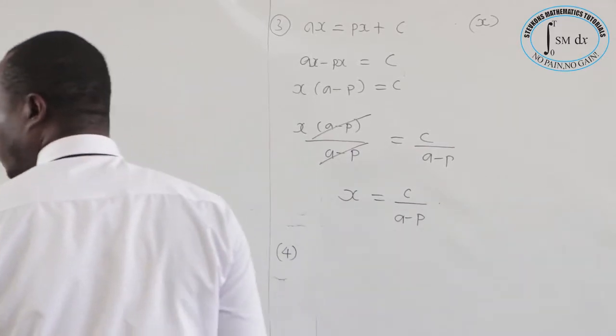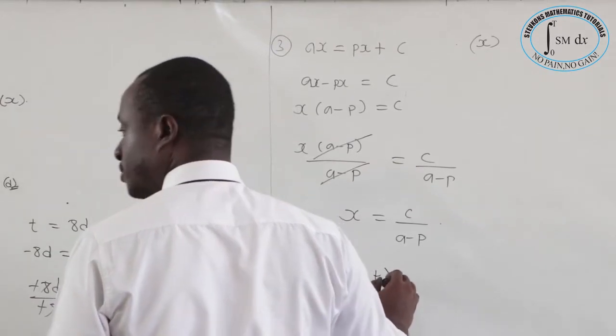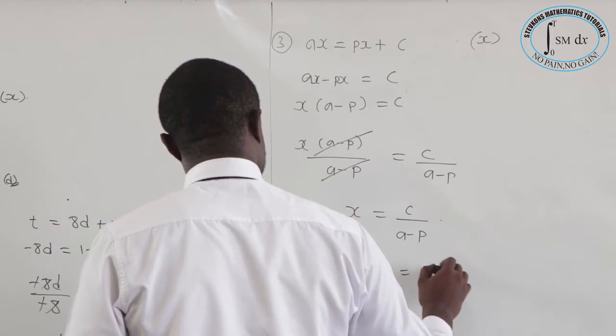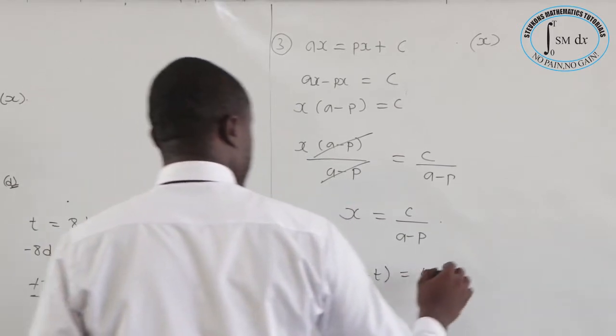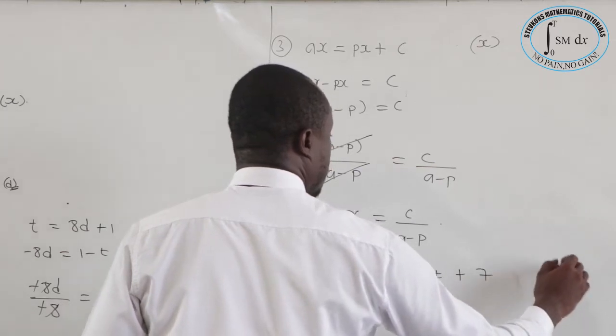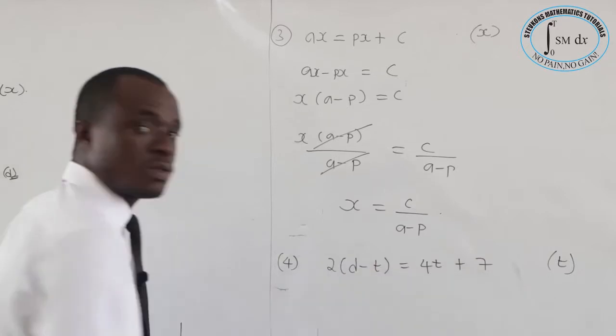Now let's see the fourth question. We have 2 times d minus t equal to 4t plus 7. And we want to make t the subject. You can see there's t here, there's also t over there.